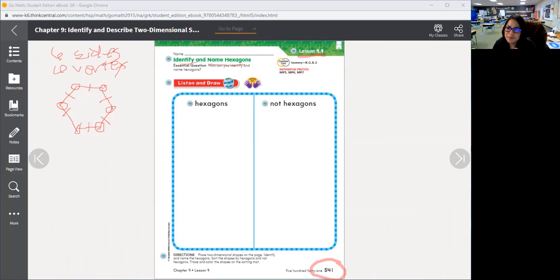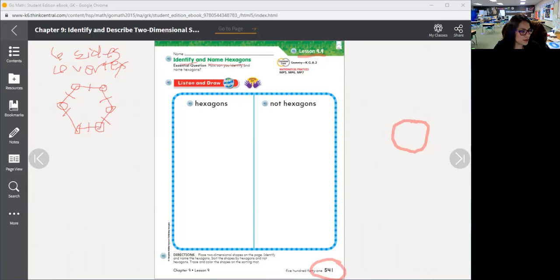All right, now I'm gonna draw a shape, and you will tell me if it's a hexagon, yes or no. I'm gonna call on somebody's name. I'm gonna call on Gerardo. Tell me what this shape is. Is this shape a hexagon, yes or no?